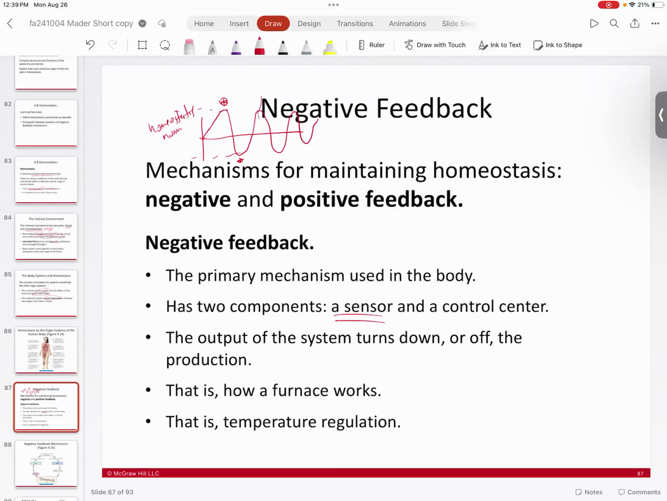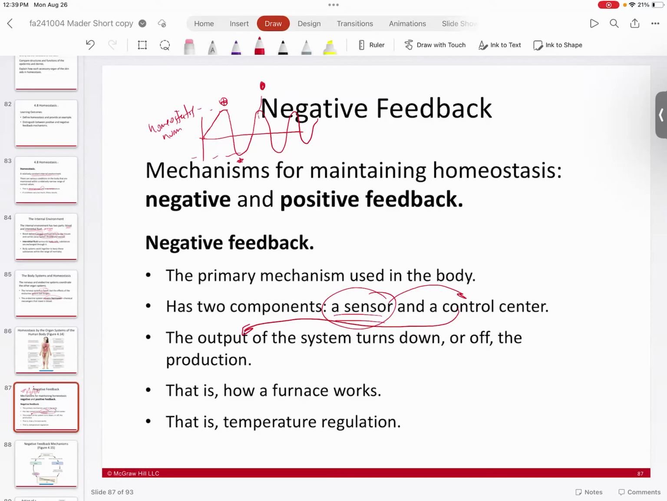Now, if you start to get a little too high, you run into a negative feedback loop that shuts itself down. So the first thing you need with negative feedback is a sensor. You need to know when it's out of control. Then you need to send that sensory information to a control center. That control center then needs to figure out some sort of an output, which then turns the system down or off of its production.